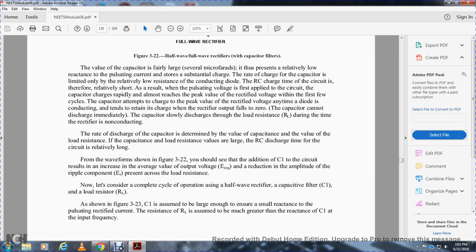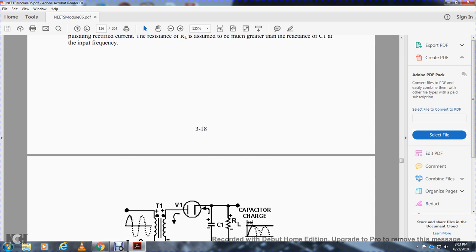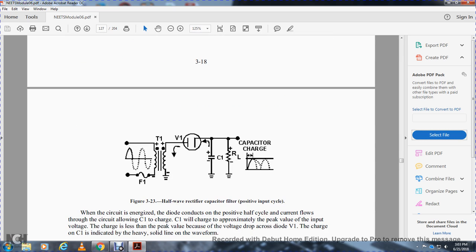The capacitor is assumed to be large enough, so that C1 has a small reactance to the pulsating rectifier current. The load resistor is assumed to be much greater than the reactance of capacitor C1 at the input frequency. Alright, the half-wave rectifier capacitor filter.